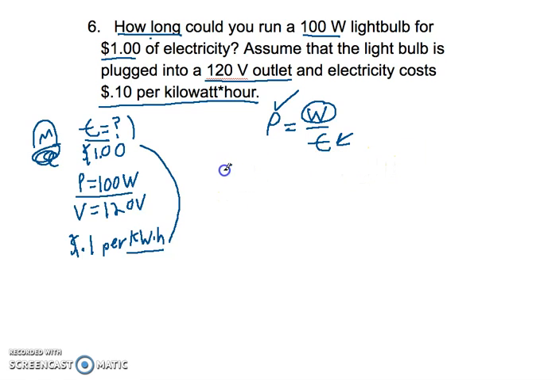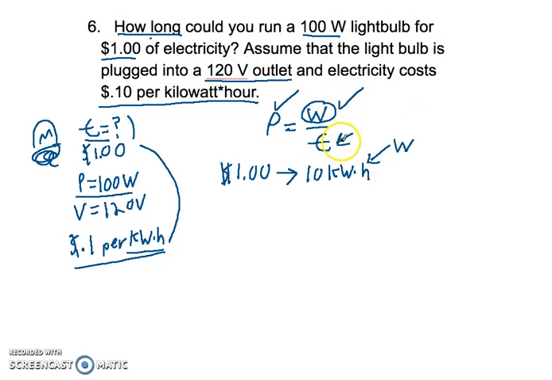We know we have $1, and we know that it costs 10 cents per kilowatt hour. So if we have $1, and each kilowatt hour is 10 cents, that means that we can buy 10 kilowatt hours' worth of electricity. And again, a kilowatt hour is just a form of energy like joules. So we can buy 10 kilowatt hours of electrical energy. That's really the amount of work being transferred in a light bulb. So now we have work.